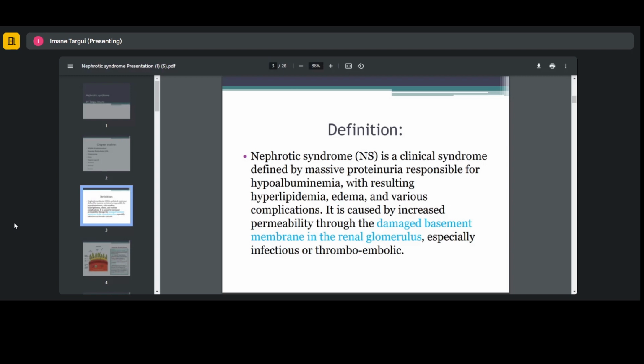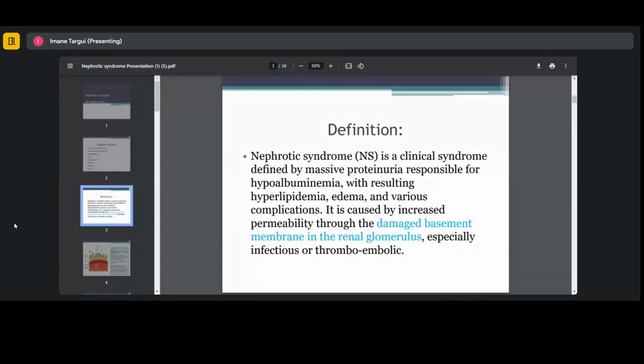Definition. What does nephrotic syndrome mean? Nephrotic syndrome is a clinical syndrome defined by massive proteinuria responsible for hypoalbuminemia with resulting hyperlipidemia, edema, and various complications. It is caused by increased permeability through the damaged basement membrane of the renal glomerulus, especially infectious or thromboembolic.